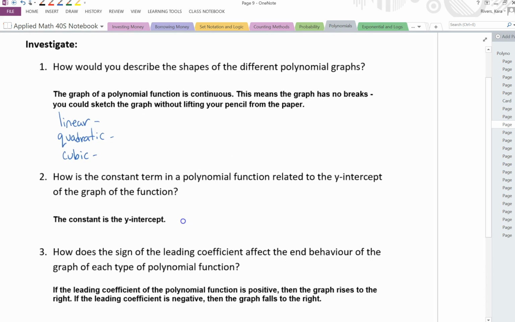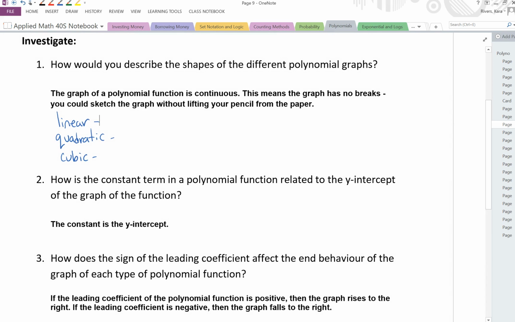So this is on the next page here. It says, investigate. How would you describe the shapes of different polynomial graphs? Well, the graph of a polynomial function is continuous. This means that the graph has no breaks. You could sketch the graph without lifting your pencil from the paper. We just talked about a linear graph being a line, quadratic being U-shaped or a parabola, and a cubic function being S-shaped.